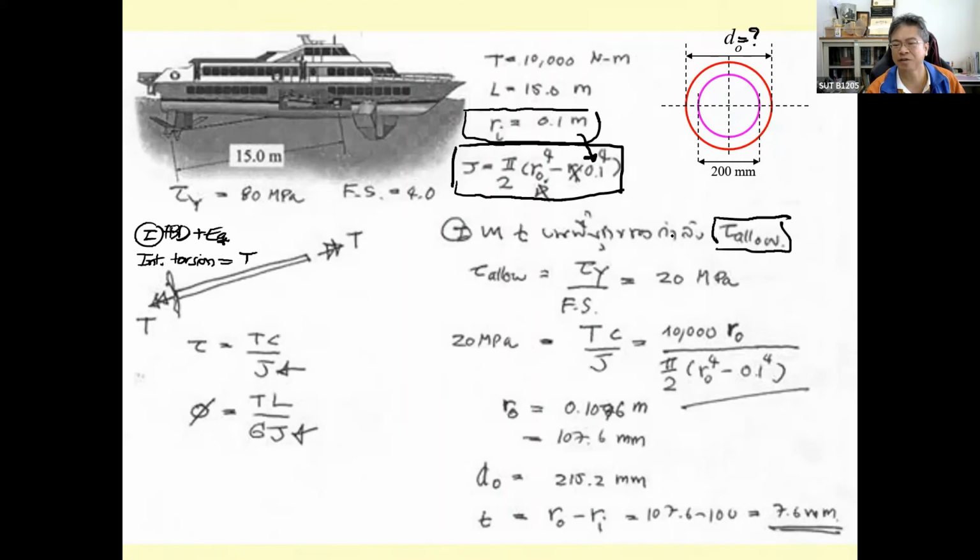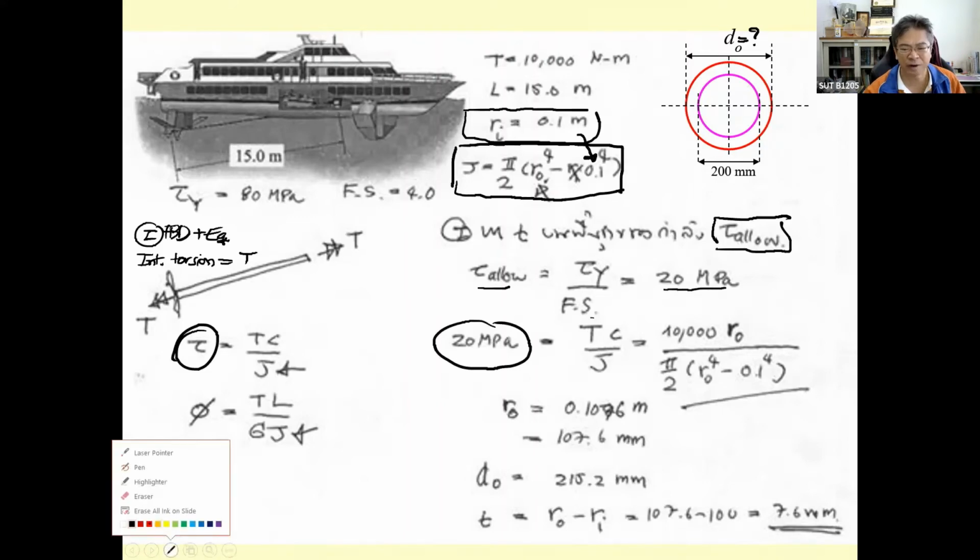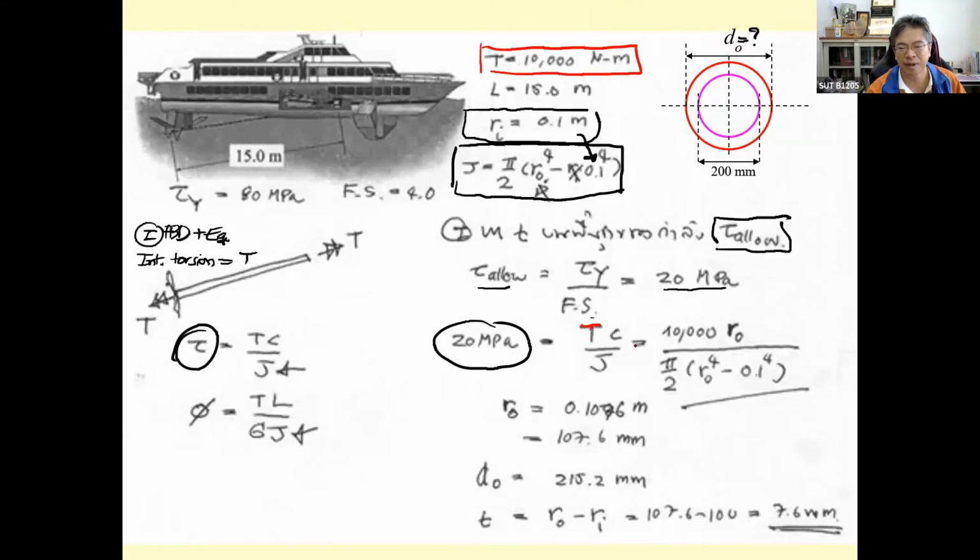And then based upon this, we use the tau allowable. That is going to be the strength design. And then the tau allowable is 20 megapascal. From this equation, this is tau allowable. T is going to be the unknown. No, T is known. T is going to be 10,000 Newton meter.